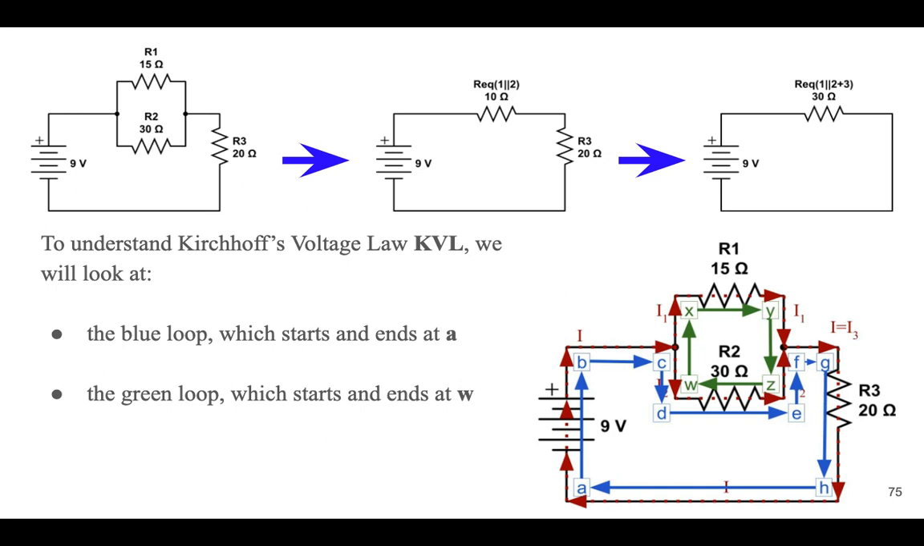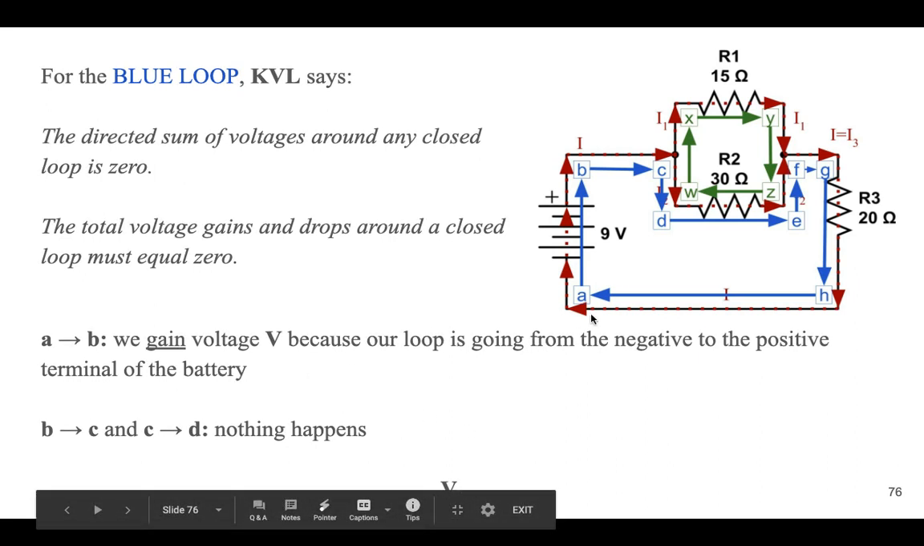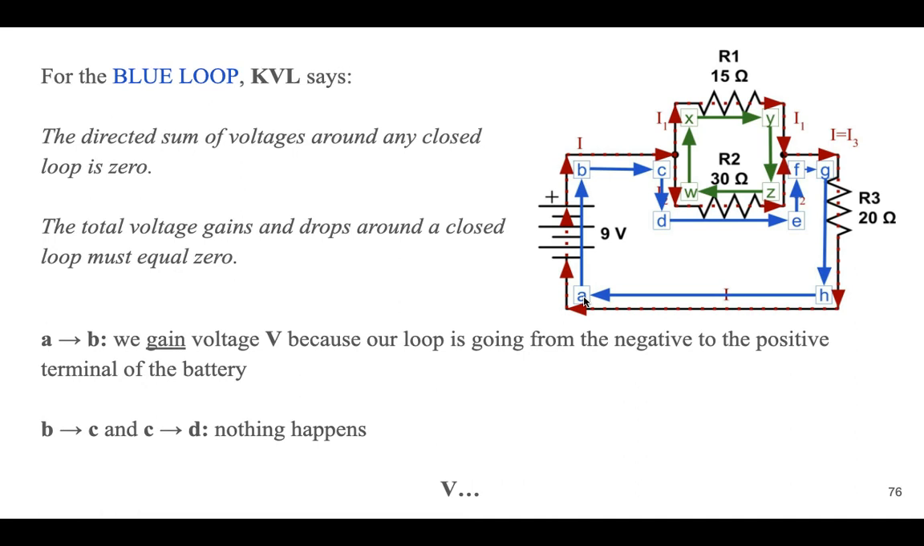So to do KVL, when you're looking at this, we're going to look at two different loops here. We're going to look at the blue loop, which starts at A, and then the green loop, which starts at W. For our blue loop, we're going to start at A and follow this all the way around. This is where we get our laws for gains and drops. I always like to start at the bottom left corner and then go clockwise.